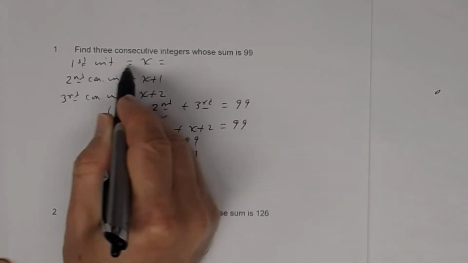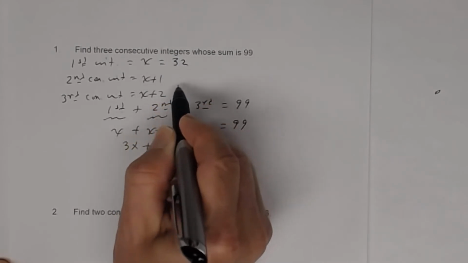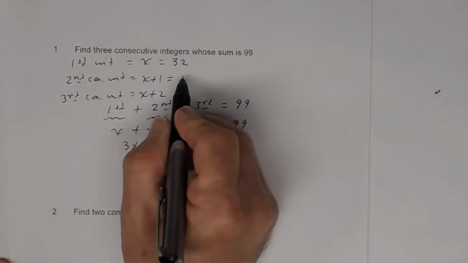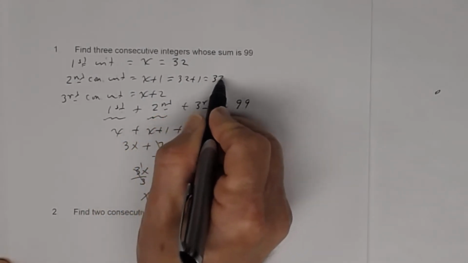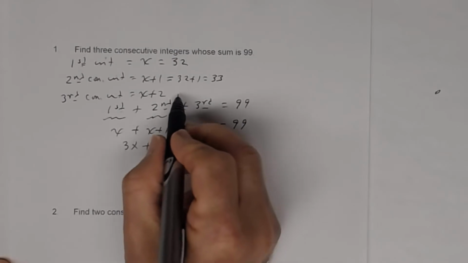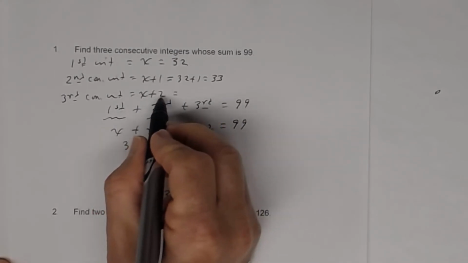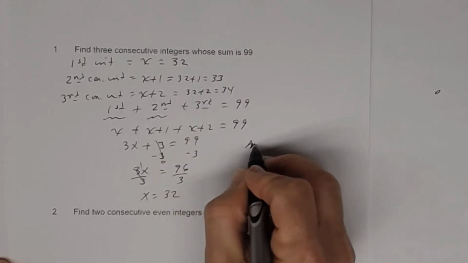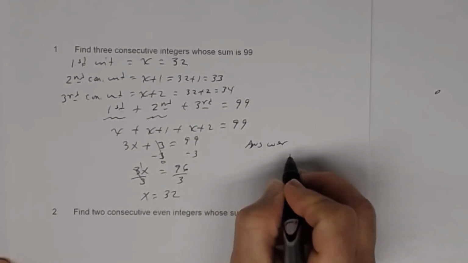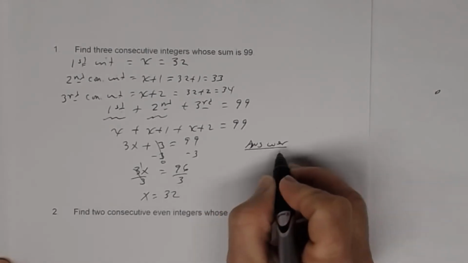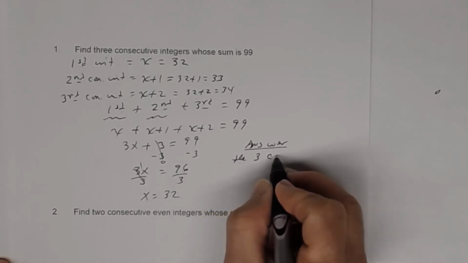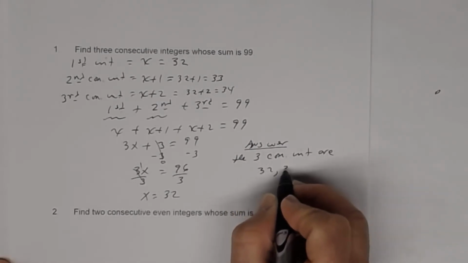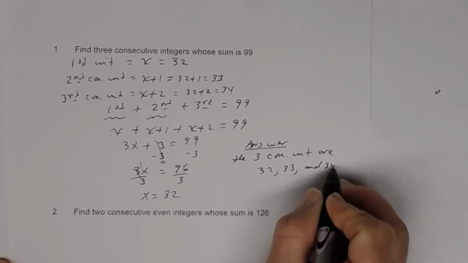That means my first is 32, right? My second is 32 plus 1, which should be what? 33, because they're consecutive integers. And then my third is 32 plus 2, which should be what? 34. And so your answer, you're going to state it as a sentence. You're going to say the three consecutive integers are 32, 33, and 34.